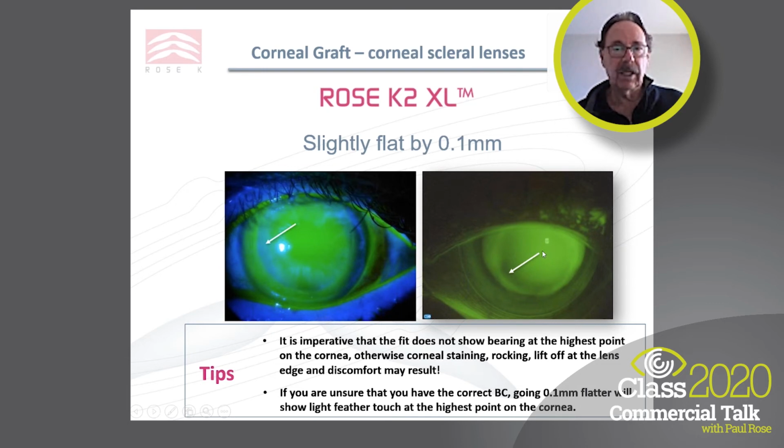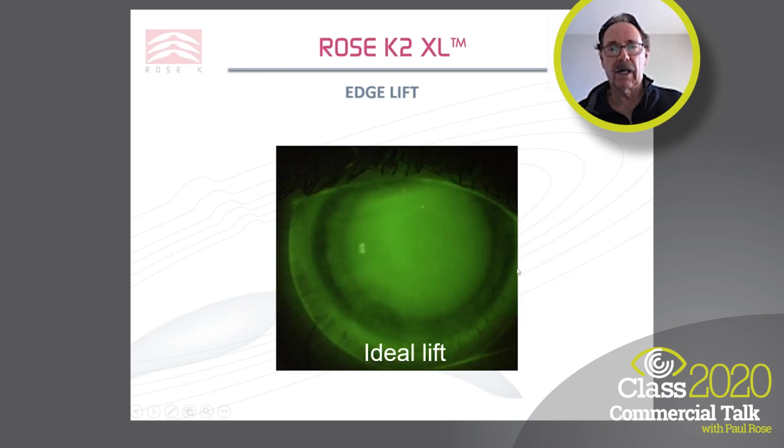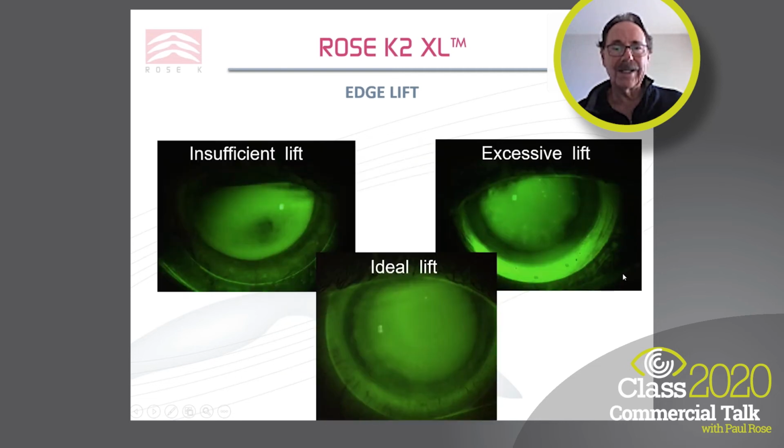We completely forget about what's happening to our central fit here. We only judge what's happening along the edge of the graft. And now it's moving to the edge lift. What I'm trying to establish is a nice edge lift that shows nice fluorescence underneath the edge of the lens. This is too tight, that's getting too open, and that is absolutely ideal.